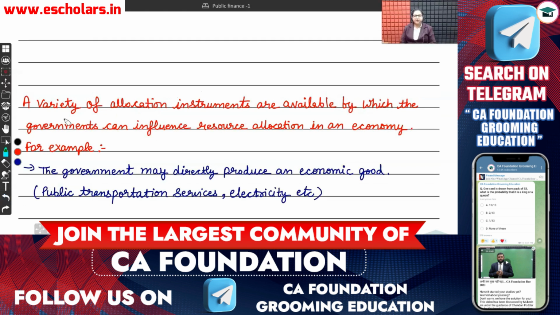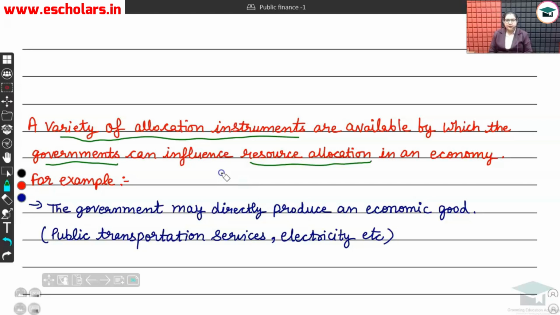Now students, we will have a quick recall of the variety of allocation instruments that can be used by the government, or you can say the steps that can be used by the government for optimal allocation of resources in the economy. Okay, so some of the steps are: the government may directly produce an economic good so that the government can provide the economic good to the people.